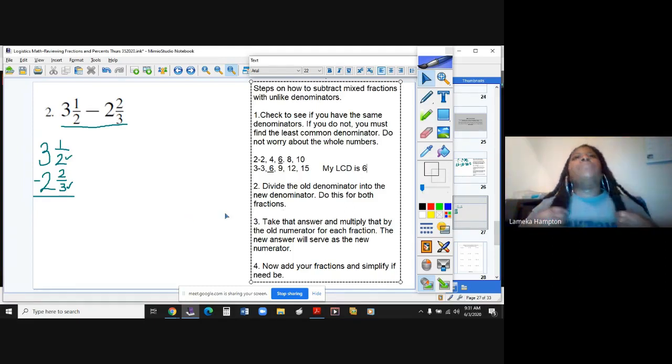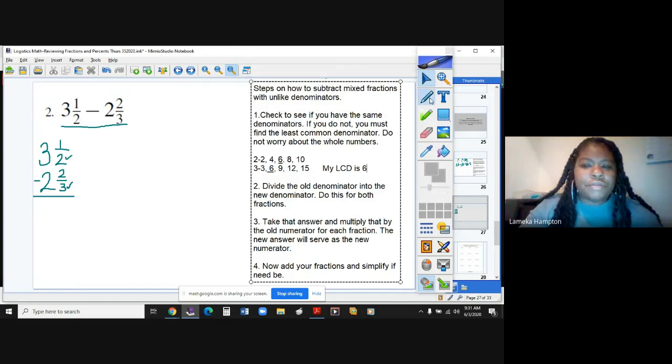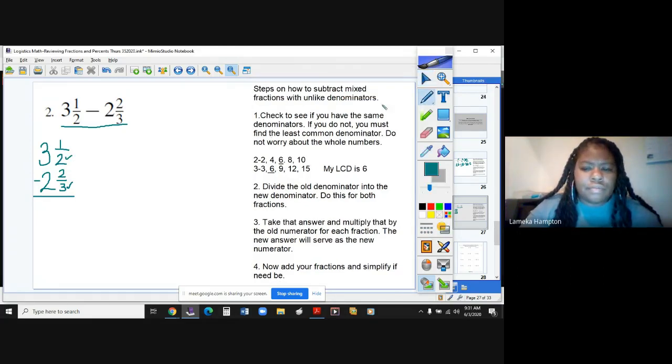All right. So now I'm going to follow step 2. Again, I'm not going to mess with the whole numbers. I'm going to rewrite them. And I'm going to rewrite my fraction with 6 being my new denominator. So divide the old denominator into the new one. So 3 divided by 6 gives me 2.